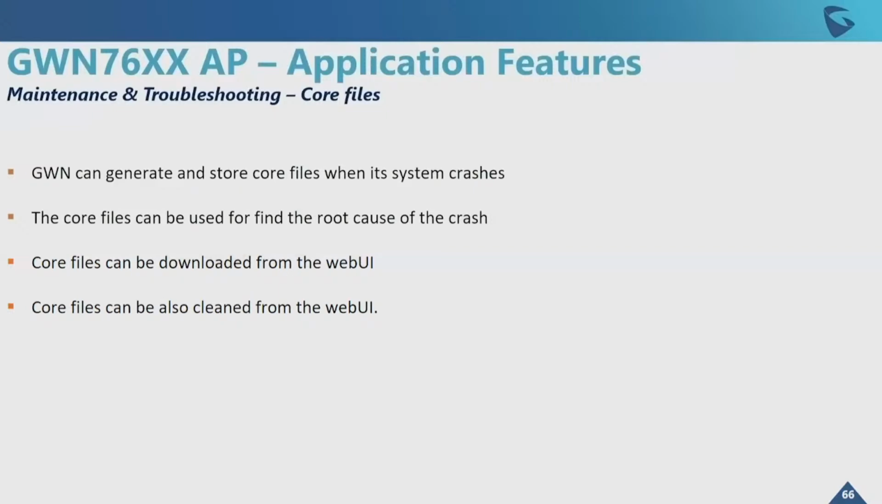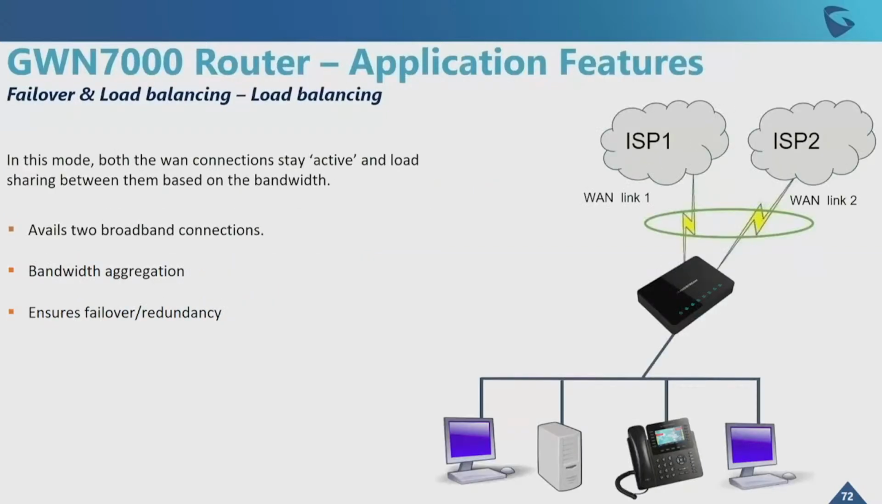All right, so for load balancing in this mode, basically you have both links as active. In this diagram, you have two different ISPs, and you can specify the percentages of load balancing between the two connections. That way, you have basic, not really, but I guess you would call it a virtual bandwidth aggregation. So you will always have two connections and possibly make it seem like you have increased bandwidth.